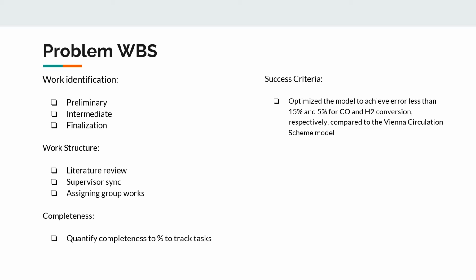Last of all, we'll have the finalization phase, which includes exploring and carrying out optimization models. That will take place around January to April. So the work structure will be mainly broken down into three parts. First is the literature review that needs to be completed by each individual member.